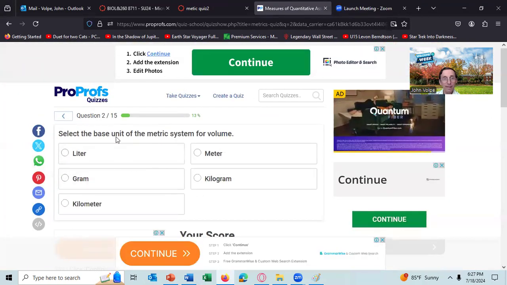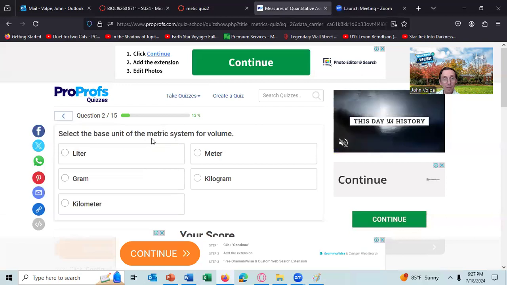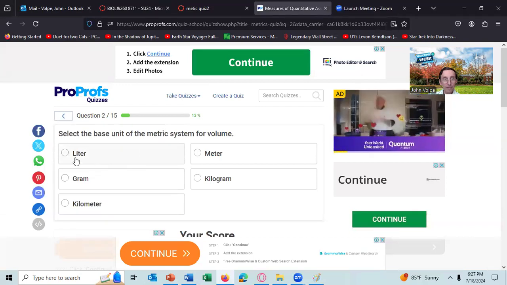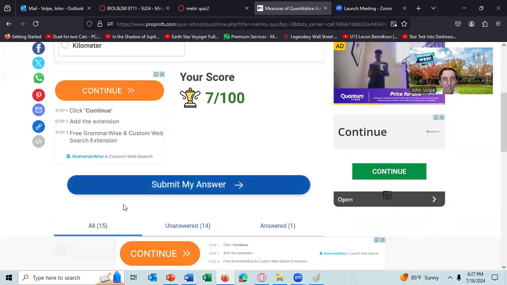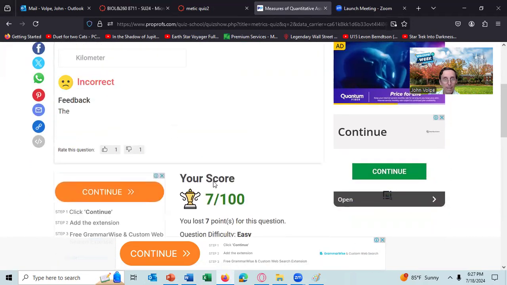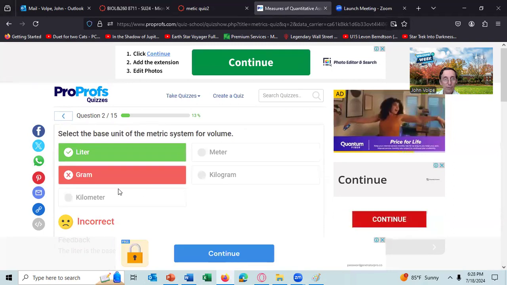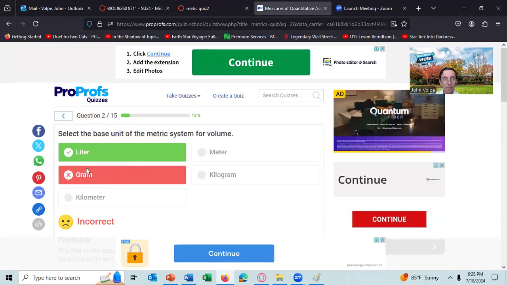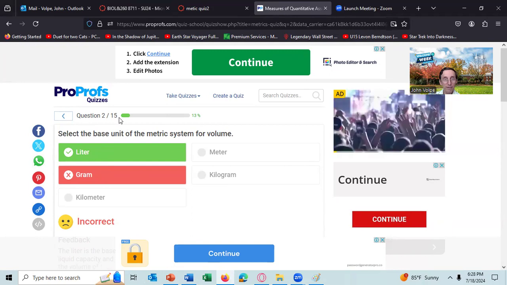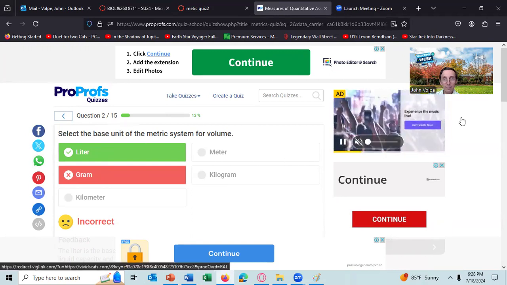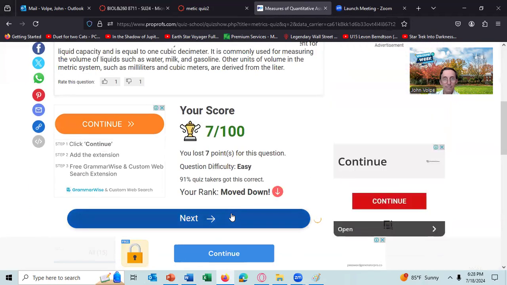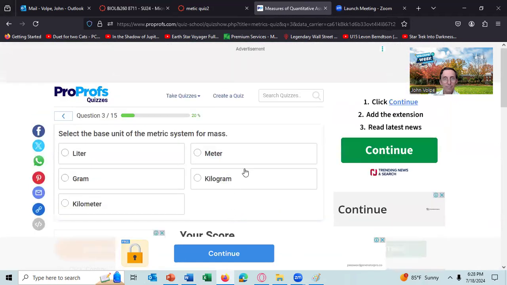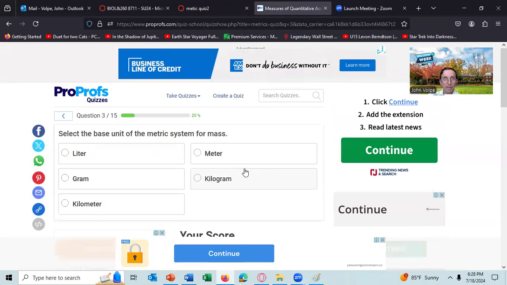And then select the basic unit of the metric system for volume. The correct answer is liter, but I'm going to give the wrong answer to show you what it looks like. And it'll show red for wrong, and then liter, and obviously only got 2 out of 15 correct. Click next again. And the basic unit for the metric system for mass is gram.